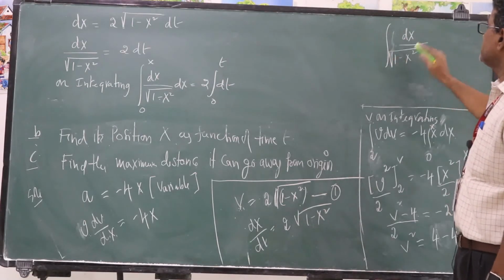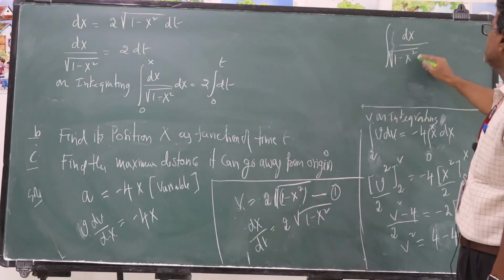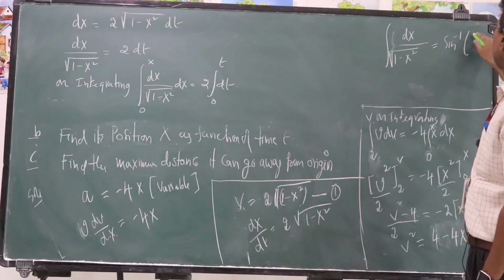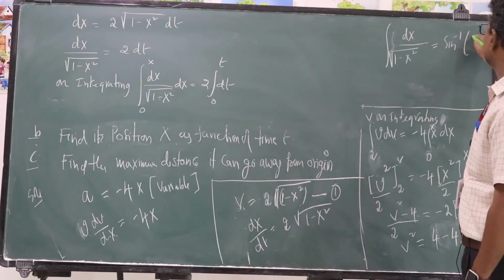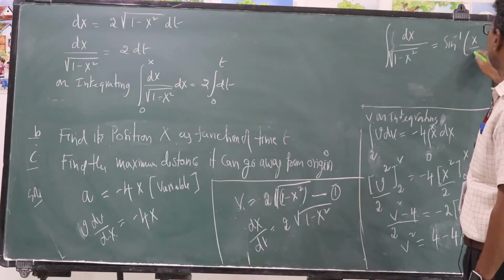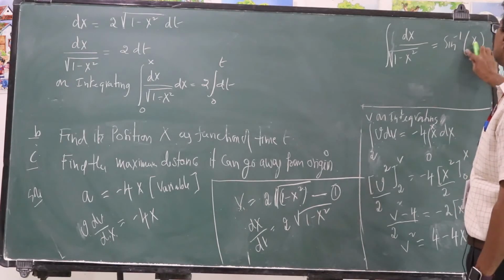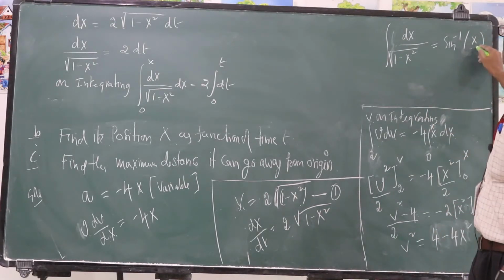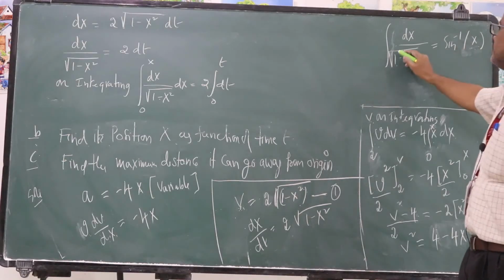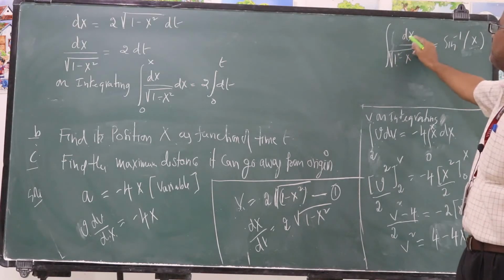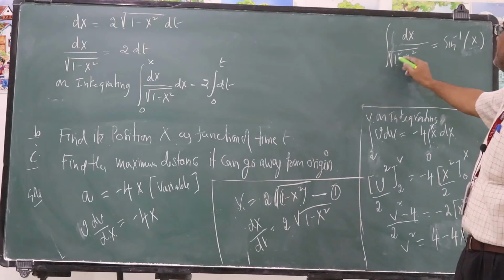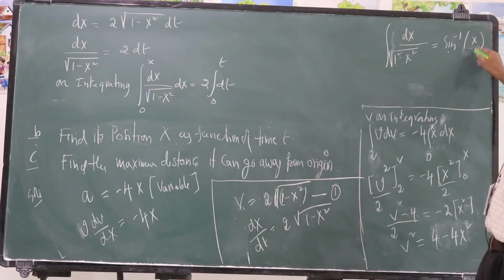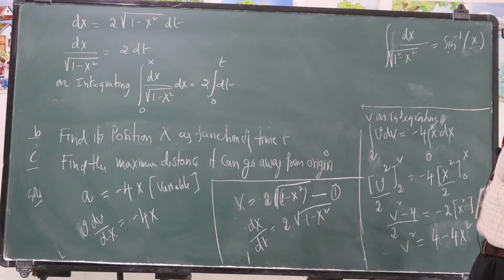That is, integral dx by square root of 1 minus x square is sine inverse x by 1, which is sine inverse x. It is in the form of integral dx by square root of a square minus x square, so the answer is sine inverse x by a. Here a is 1, so sine inverse x.